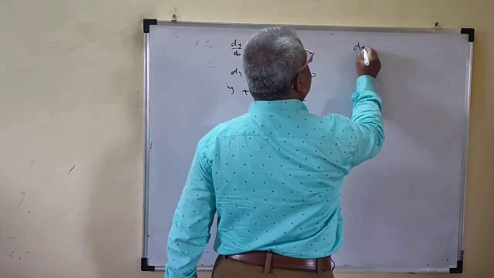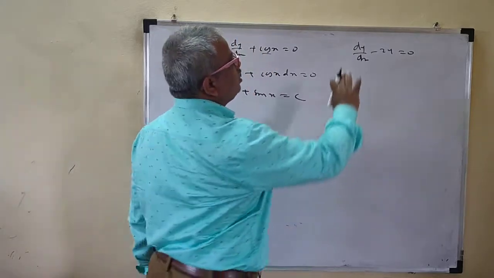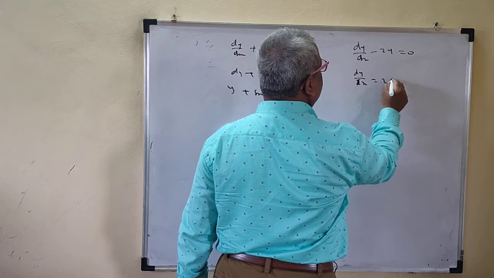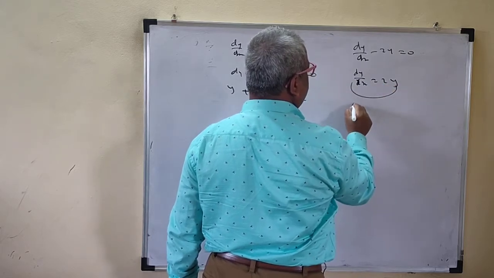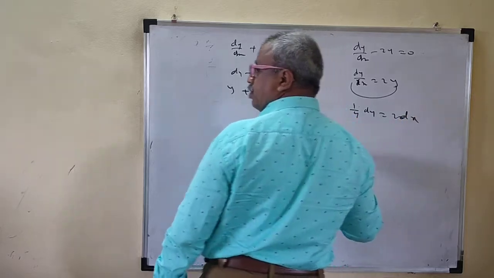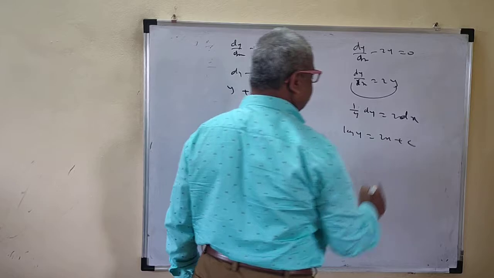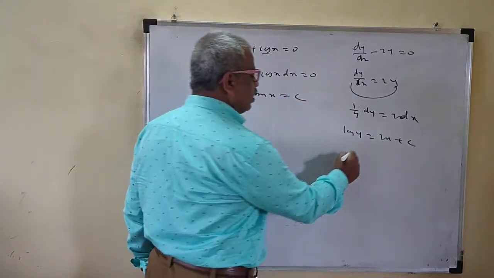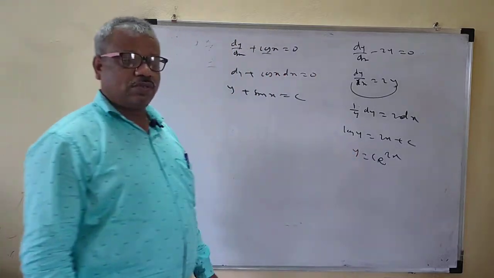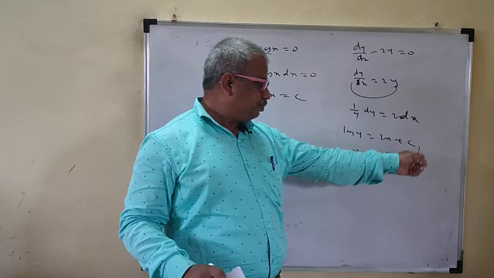Suppose you have this equation dy by dx minus twice y is equal to 0. You can shift twice y there, so dy by dx is equal to twice y. I can shift y here, so 1 by y dy is equal to twice dx. I will integrate this: log y is equal to twice x plus c. Then y is equal to c e raised to twice x, I will call this c1 now.